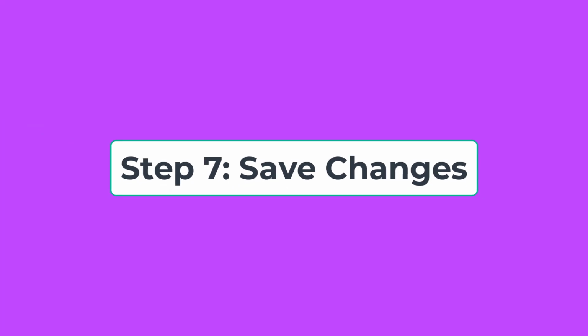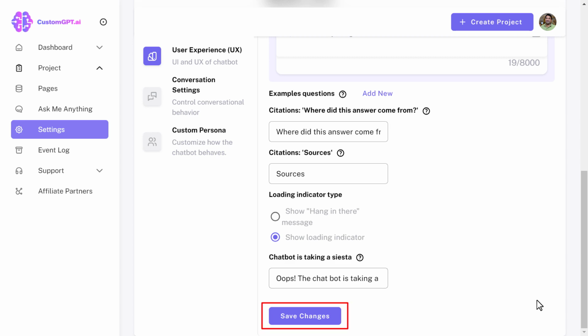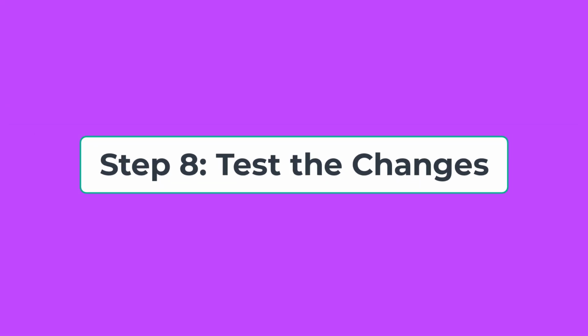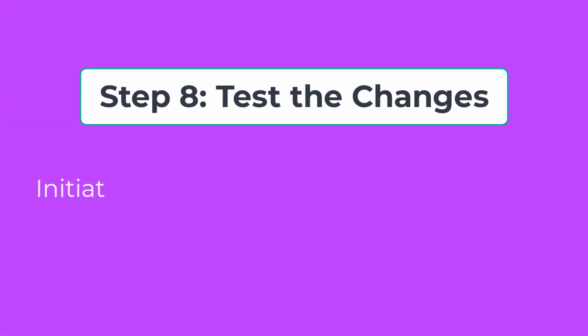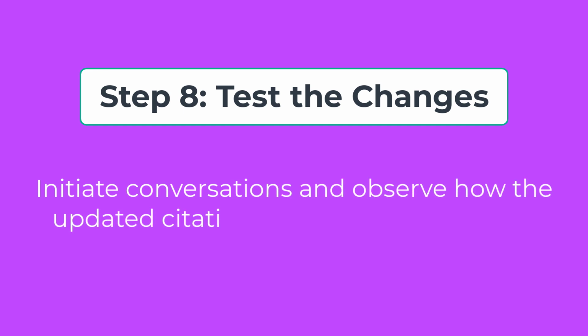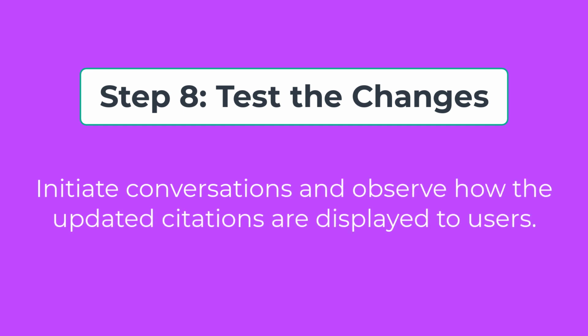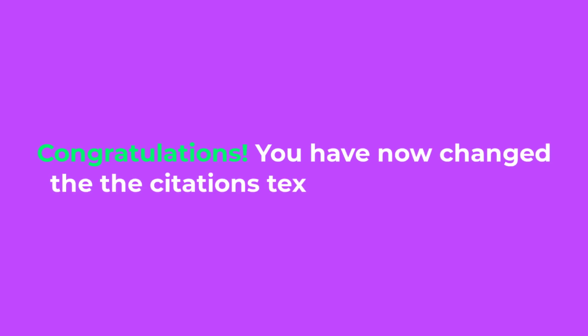Step 7. Save changes. Click on Save Changes. Step 8. Test the changes. Initiate conversations and observe how the updated citations are displayed to users. Congratulations! You have now changed the citations text on your chatbot.